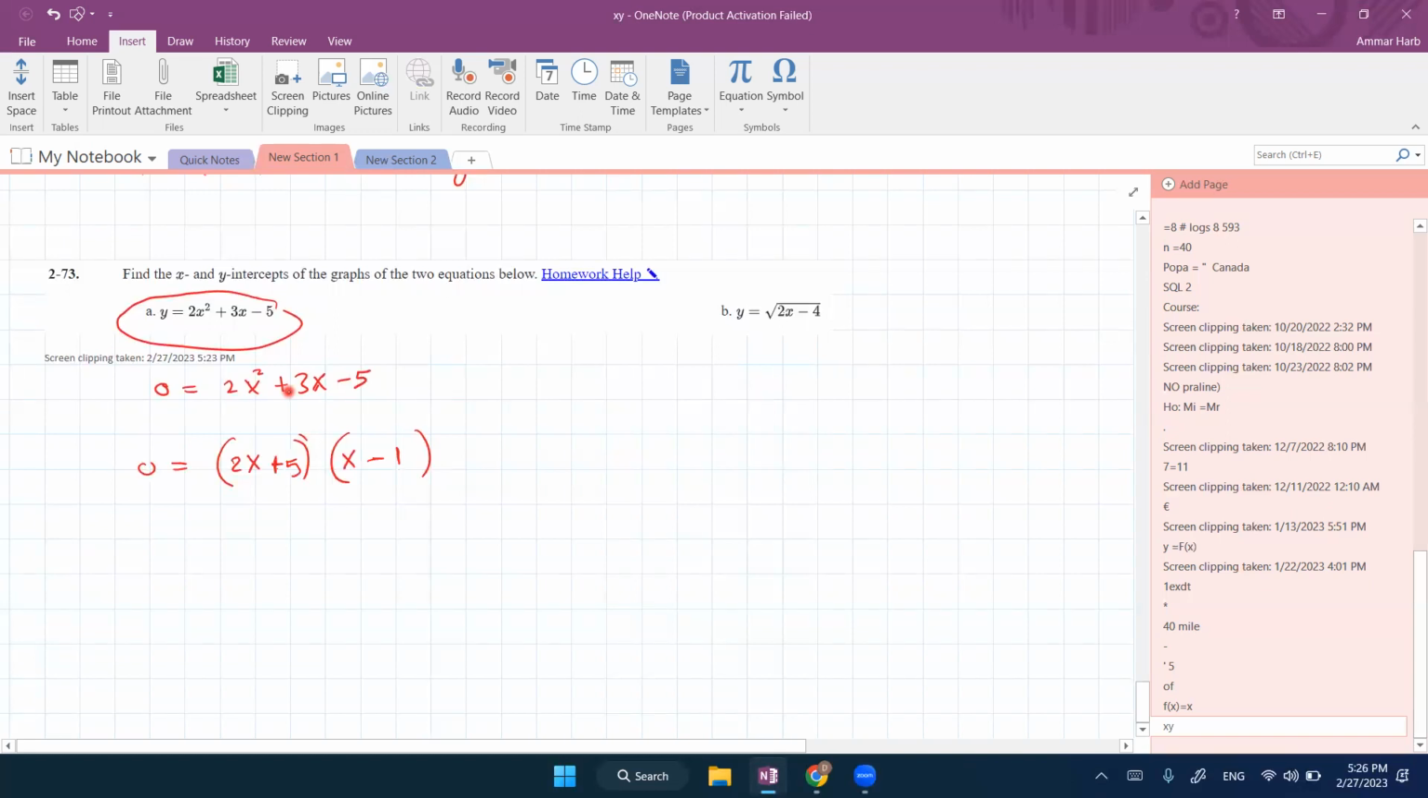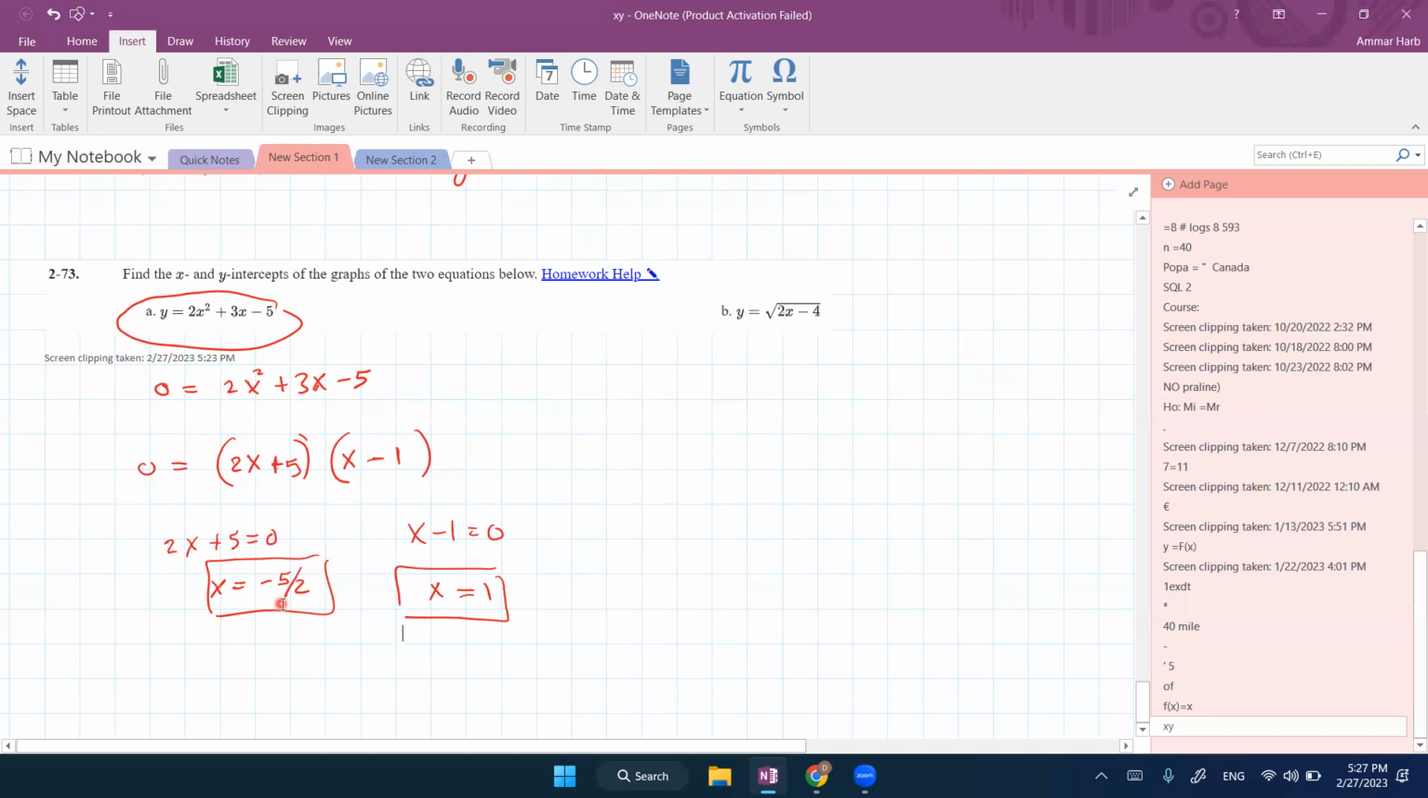And now the product of these two factors is 0. So either the first one is 0, so 2x plus 5 is 0, and with this, we get x equals negative 5 over 2. Or we have x minus 1 is equal to 0, so x is 1. So these are the two x-intercepts that we've seen graphically. Negative 5 over 2, that's negative 2.5, as we've seen in the graph.